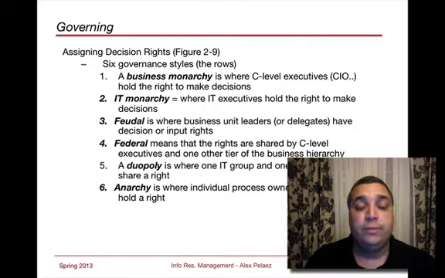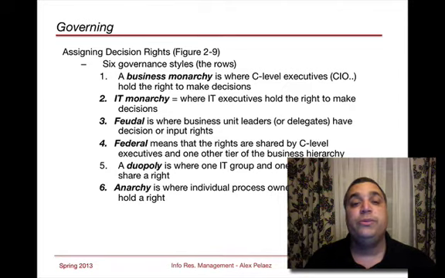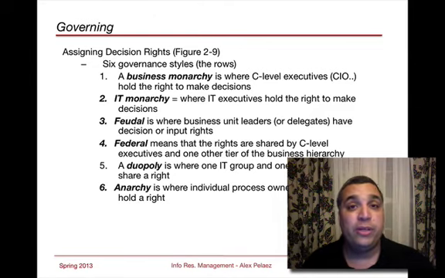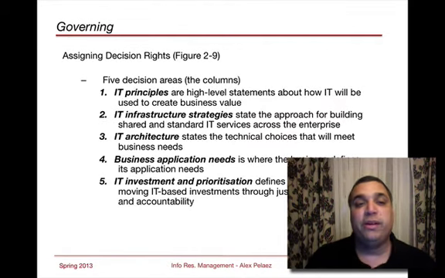And anarchy, that doesn't work all the time, or it doesn't work any time, is where individual process owners or end users hold a right. This would be allowing anybody within an organization to install whatever software they want, whenever they want, without consequence. And then obviously expect someone to maintain it, or when something breaks or there is a security violation, not have any accountability or responsibility. So that would be an example of anarchy.